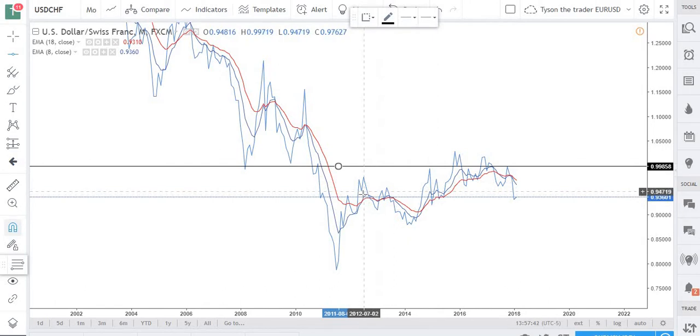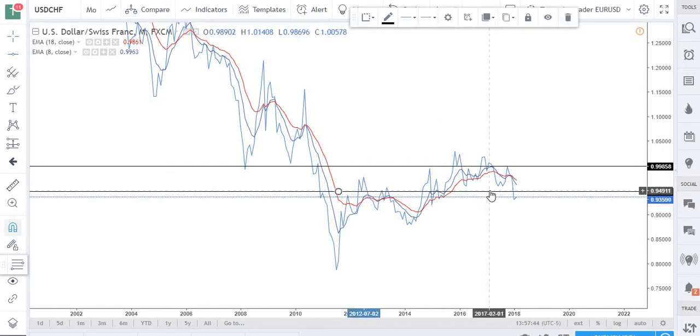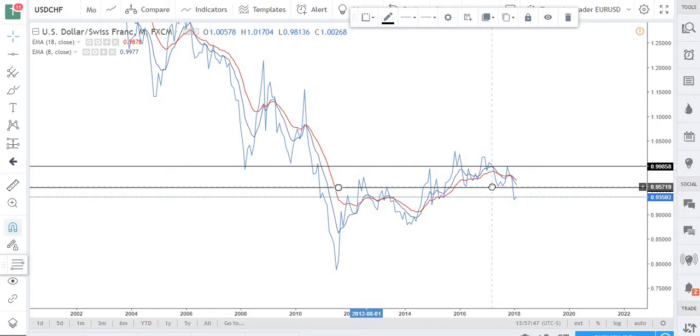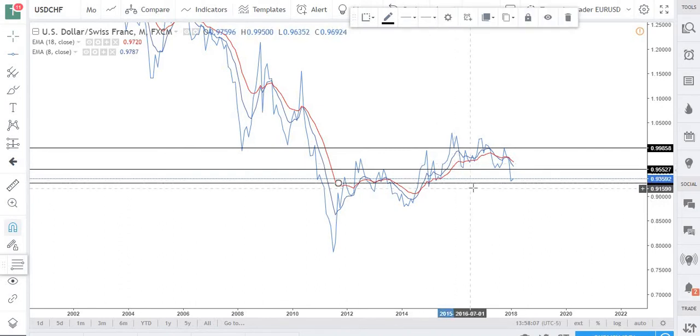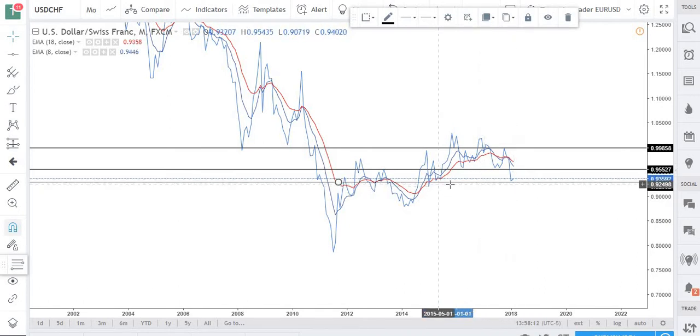Let's see. I think this level is valid as well. Right there. We have 1, 2, 3, 4 touches. Let's look for another one. Remember, the trick is 3 or more touches. Here on the monthly, 2 touches are acceptable since it's a higher or bigger time frame. Now let's see here. I think it's valid. Somewhere around right there. We have 1, 2, 3, 4, 5 touches. And we can draw a last one here below.